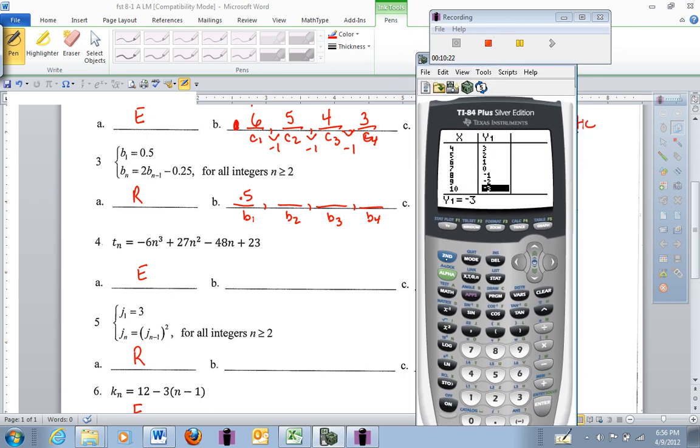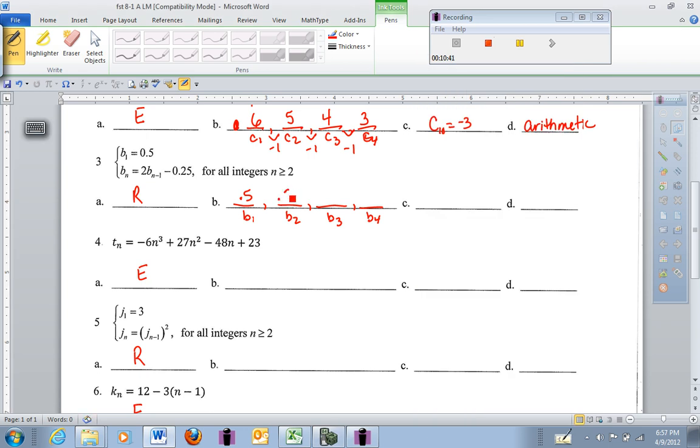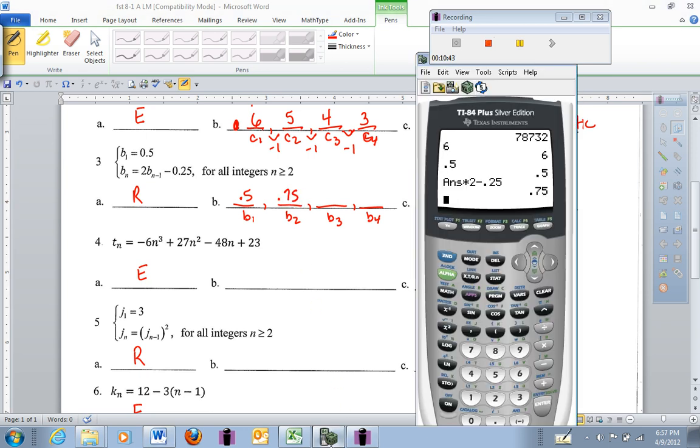Okay, it says that we have 0.5, and then we want to take that answer and multiply it times 2 and subtract 0.25. And when we do that, we get the second term is 75 hundredths. Okay, now let's see what happens if I hit enter again. The third term is 1.25.